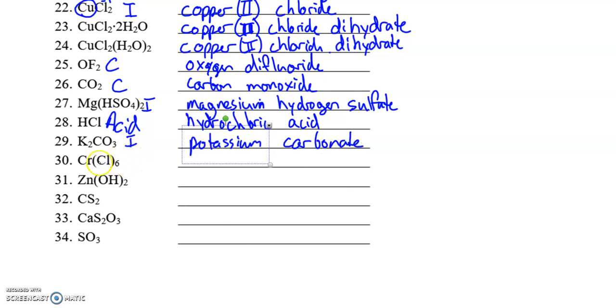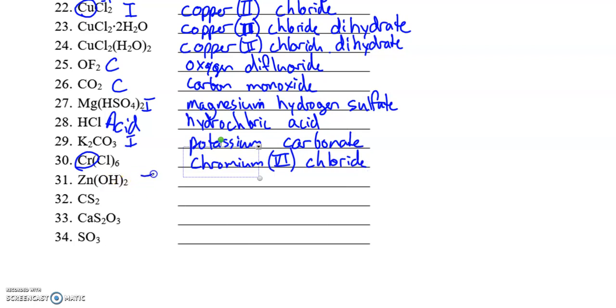All right, chromium chloride. Chromium is a transition metal, so we'll have to analyze the charges. There's 6 -1 charges here, so the chromium is going to have to be +6 to balance that out. So chromium 6 (VI) chloride, which by the way would be really bad for you.